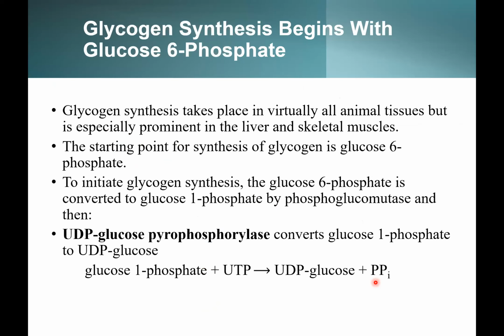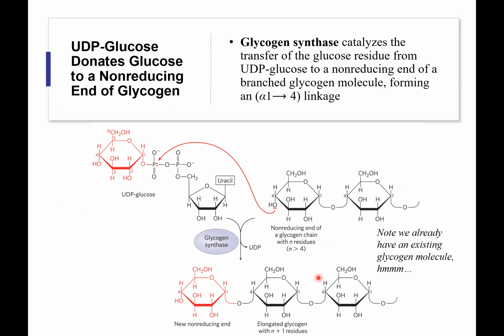In other words, it's not going to go backwards, but that's not to say that UDP glucose can't go on and be an activated glucose molecule that's going to engage in glycogen synthesis. Okay, so if glycogen phosphorylase was the breaking down enzyme, we now have the building up enzyme, which is glycogen synthase. And this is going to catalyze the transfer of this UDP glucose, this activated sugar molecule, to a non-reducing end of a branched glycogen molecule.